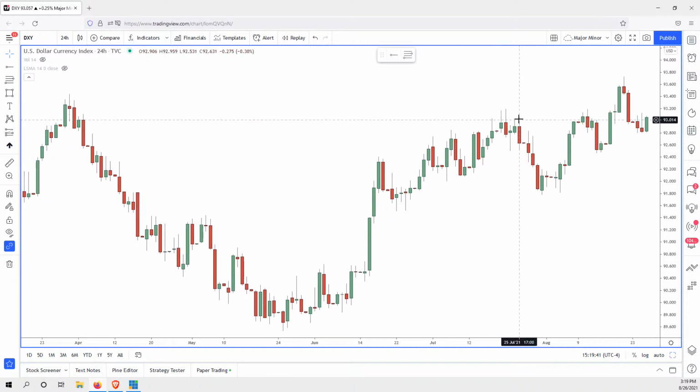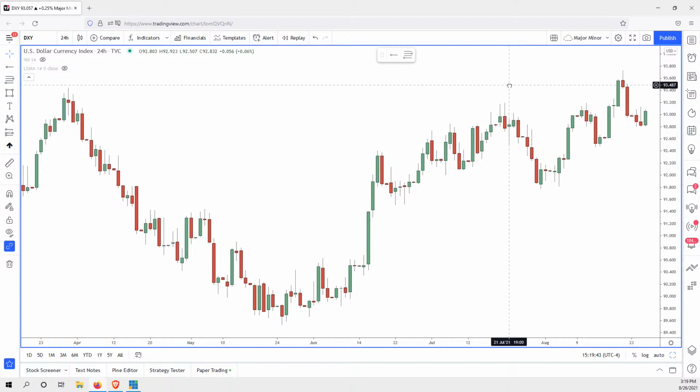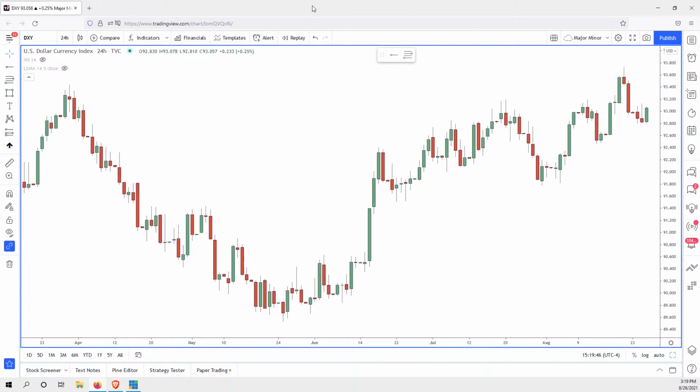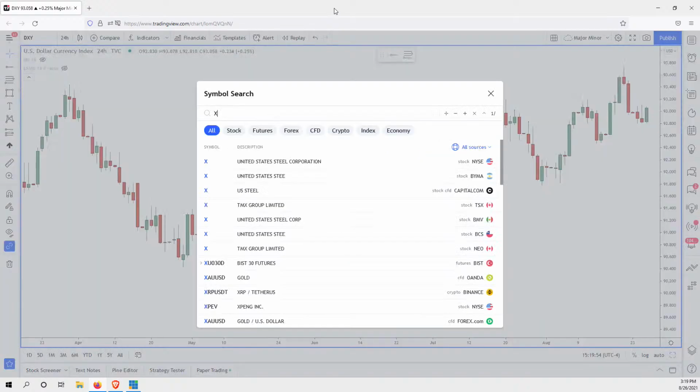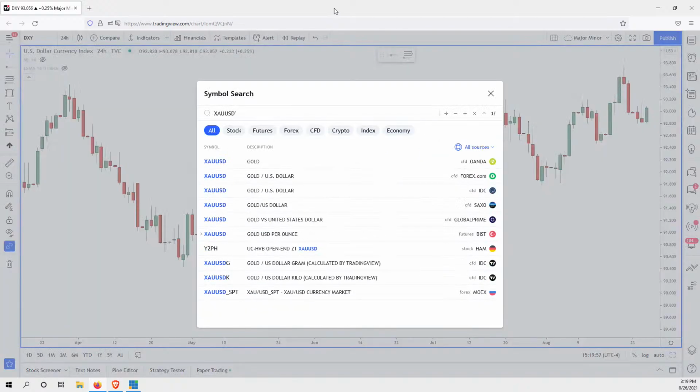That's an old resistance, new support. If that higher low follows through, we are looking at rising rates. That's what the market's telling us. That's what the smart money's telling us. Because who trades the bond market? It's not little retail traders. So that takes us back to gold.